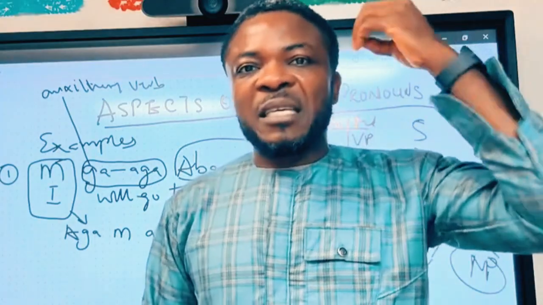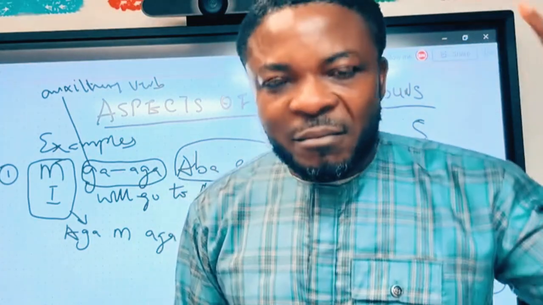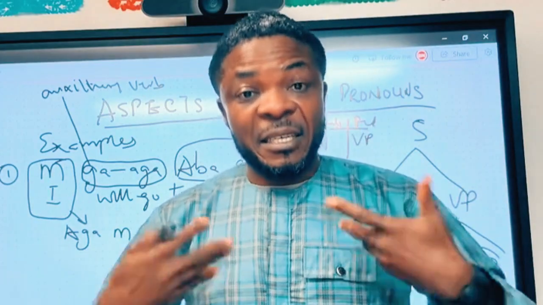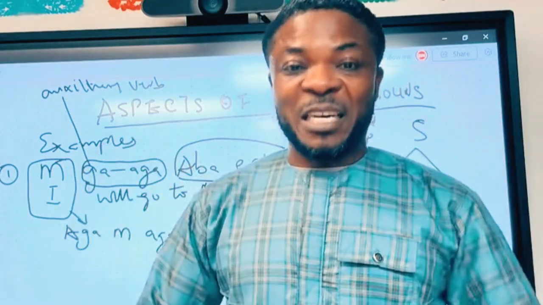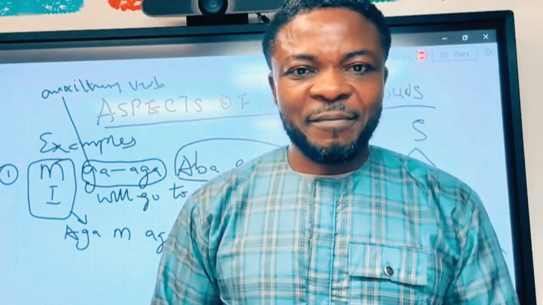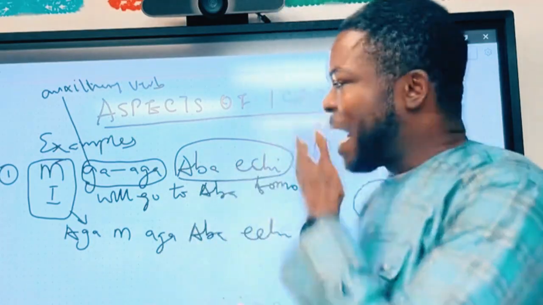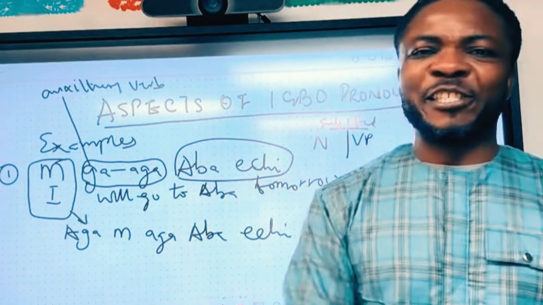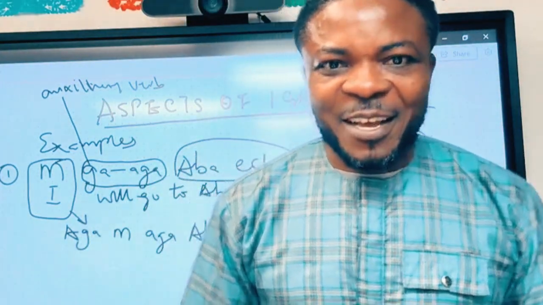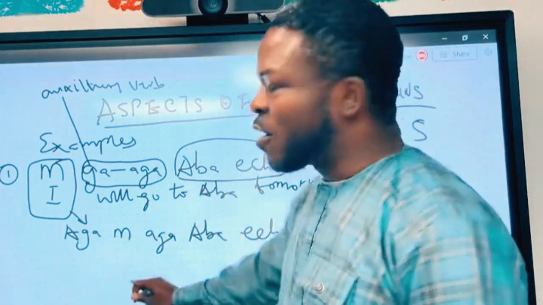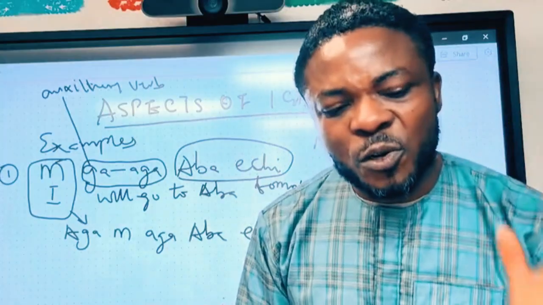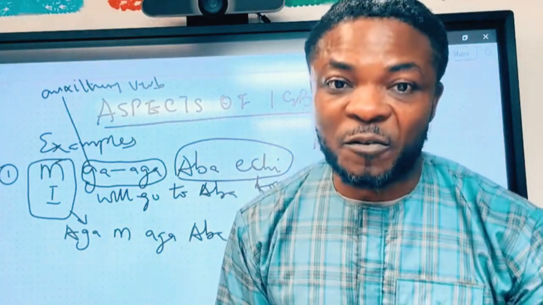And I do this as a native speaker of the language without thinking. I do not think about it because it is innate, it is inborn, it's my linguistic identity. So I can easily say, aga m aga aba echi. That's all. Aga m aga aba echi. But this construction creates a huge problem for a lot of Igbo speakers.